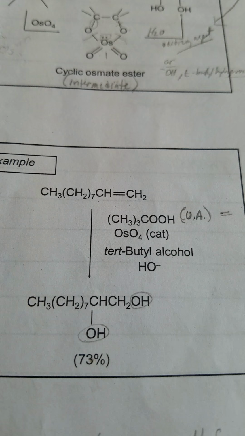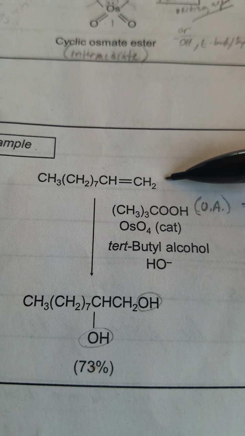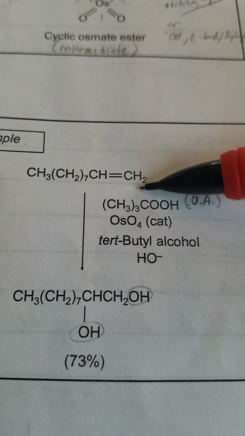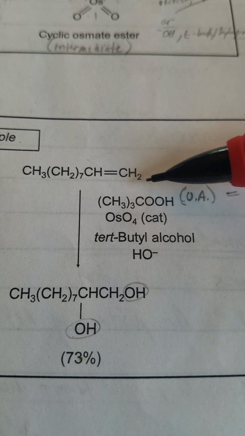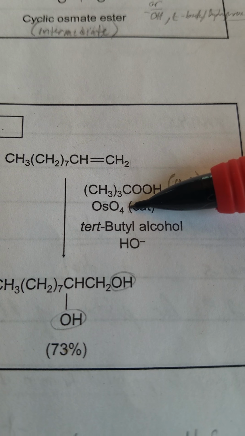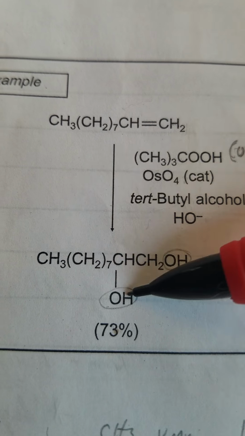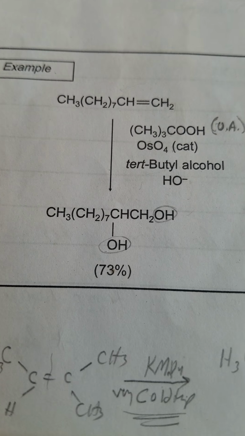So here's an example. Here's our alkene. These two carbons are where we're going to put on our adjacent OH groups. That's our oxidizing agent. This is our osmium tetroxide, alcohol, base. So you'll take all of those and then you'll add on your OH groups on adjacent carbons.